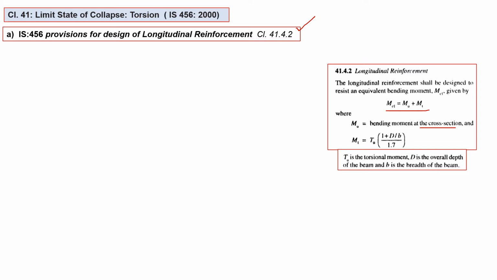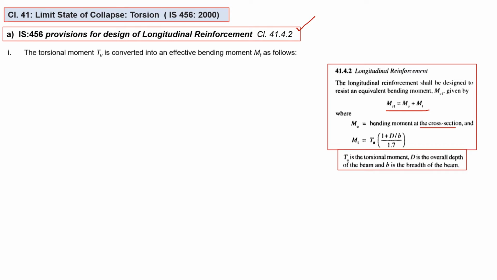That means we are converting torsional moment into bending moment. So that is MT. MT is the moment due to torsion. So MT is equivalent to TU into (1 + D/b)/1.7, where in this equation TU is the torsional moment, capital D is the overall depth of the section of the beam, and b is the breadth of the beam.